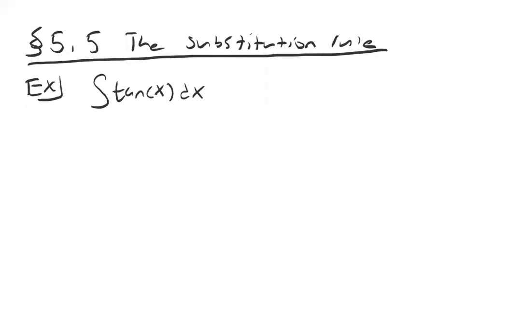I also can't right off the bat do a u substitution. If I try that, the goal is to pick a u that when I take its derivative, I get something else that appears in the integrand. And that doesn't happen here. So I want to rewrite this. Anytime I'm stuck with trig functions, it's always a good idea to go back to sines and cosines. So tangent of x is, of course, sine of x over cosine of x.